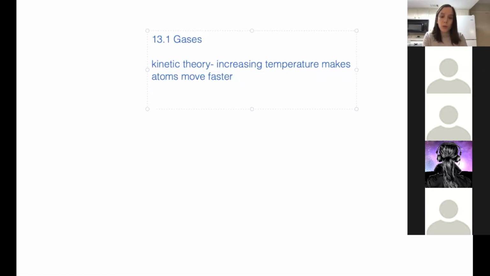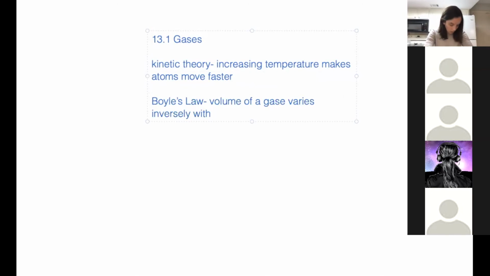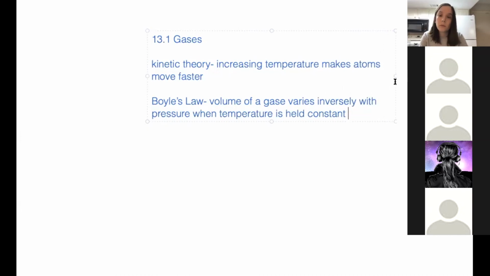The first law is Boyle's law. Robert Boyle was an Irish chemist in 1627, and he discovered that the volume of a gas varies inversely with the pressure when temperature is held constant. So that's how we state this law in words.